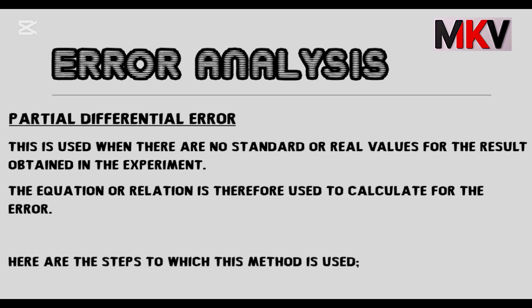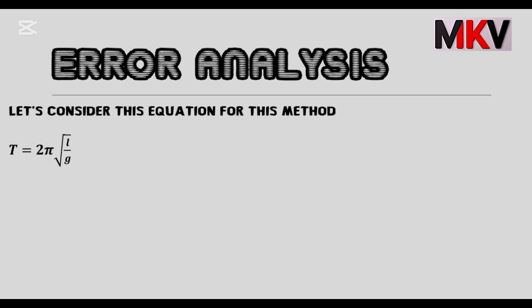So in the first place, let's consider this equation for this method: T equals 2 pi square root of L over g. So we are using this equation for this method; you can pick out the equation you used in your experiment, then follow the steps as we go by. So firstly, we will simplify the equation.